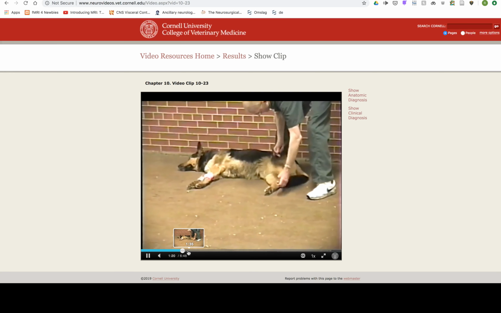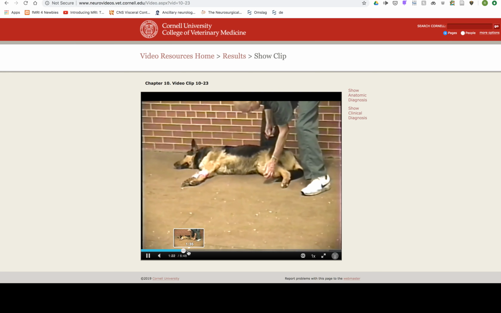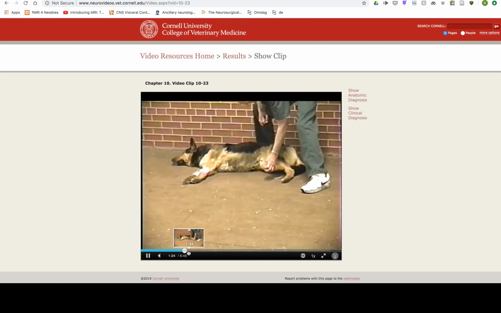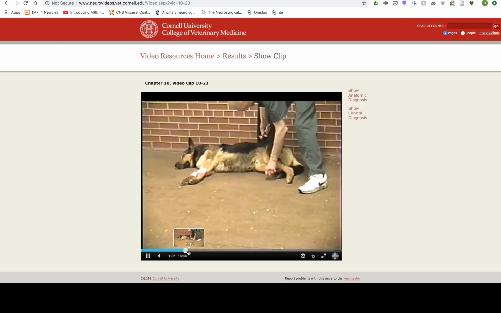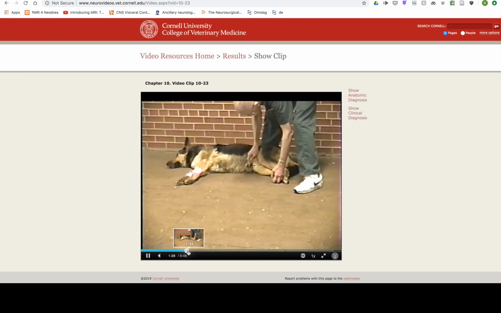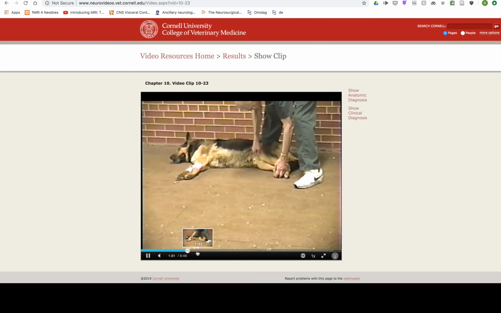Anatomic diagnosis: focal or diffuse bilateral lesion of the C1 to C5 spinal cord segments. Differential diagnosis: external injury, FCEM, intervertebral disc extrusion, neoplasm, myelitis, discospondylitis. Realistically, this acute onset of tetraplegia could be explained by one of the first three differential diagnoses listed.